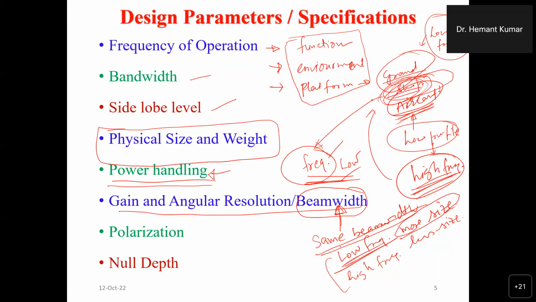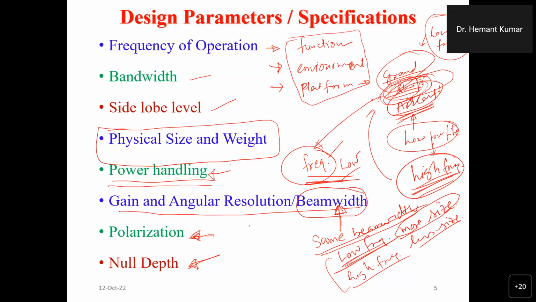But if we are working for aircraft application, the same amount of beam width can be achieved with less size. So it all depends. All the parameters are connected with each other. Like polarization. Polarization is also one of the parameters, whether it is linear polarization or circular polarization. And the last one, which tells the accuracy of this monopulse system, is the null depth. Null depth tells you how accurately the difference has been calculated.